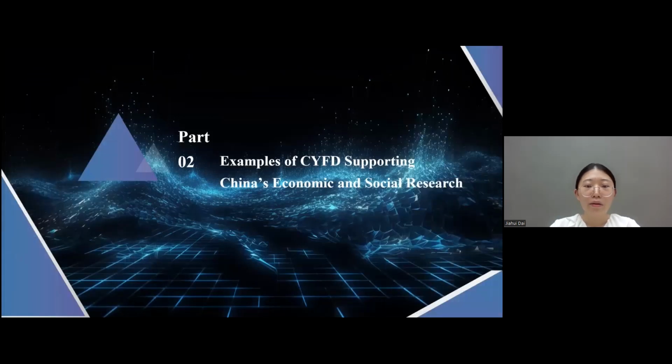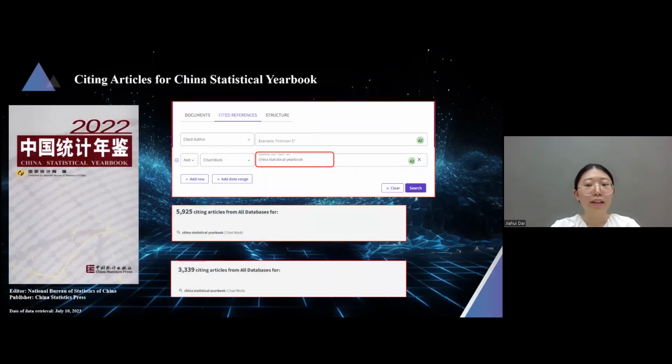After learning about the basic information of yearbooks and CYFD, I will show some examples of yearbooks in CYFD supporting China's economic and social research. Firstly, we take China Statistical Yearbook as an example. Using the Web of Science, you can see the citing articles of this yearbook. Due to the large number of data, the total number is counted in two parts. There are more than 9,000 citing articles for China Statistical Yearbook.